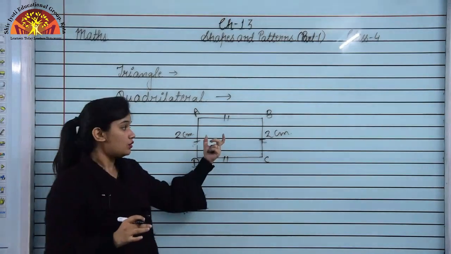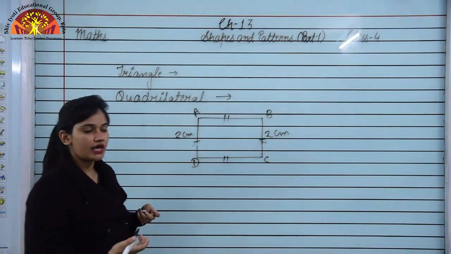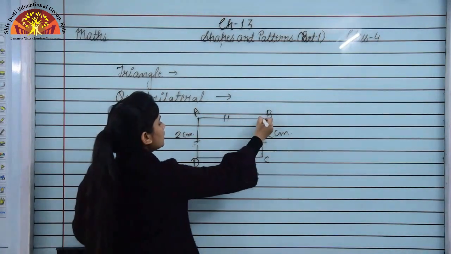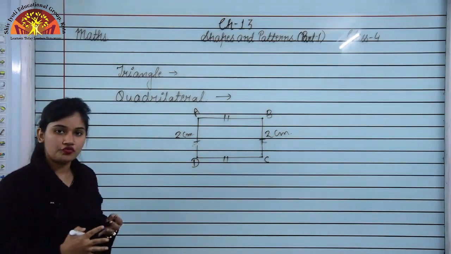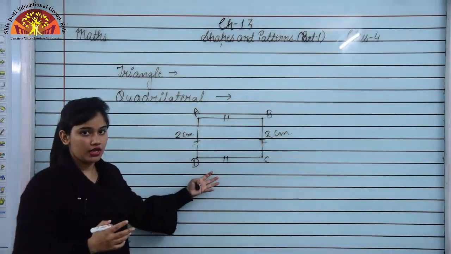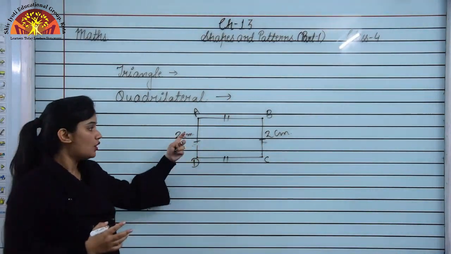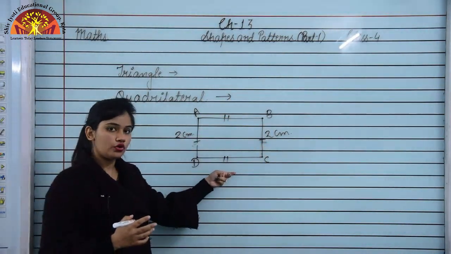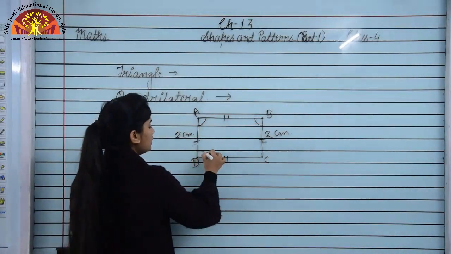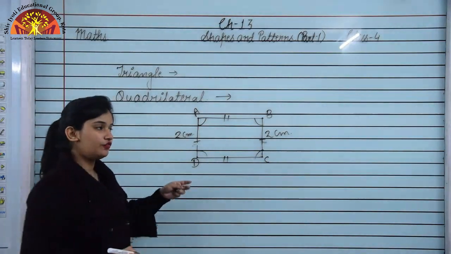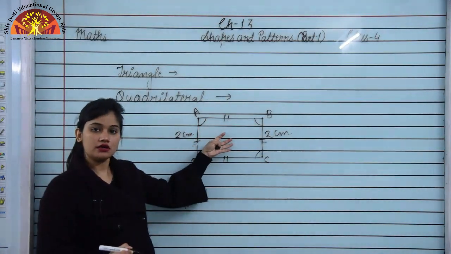Okay students? Now in this rectangle, how many vertex do we have? We have 1, 2, 3, 4. We have 4 vertex in a rectangle. Okay. And how many sides do we have here? 1, 2, 3, 4. 4 sides. And how many angles can we see? 1, 2, 3, 4. Again we have 4 angles in a rectangle.